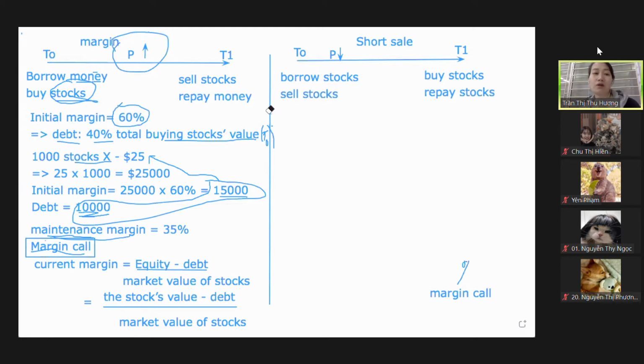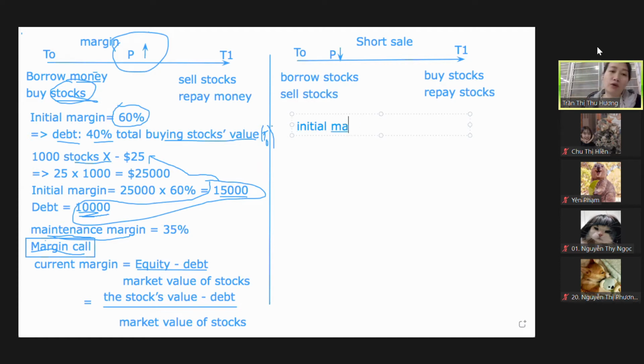In short sale, the securities company also requires the investor to have the initial margin. For example, if the initial margin is 60%, you should put 60% of the value of the stock in your account, in money. Your initial margin will be money.